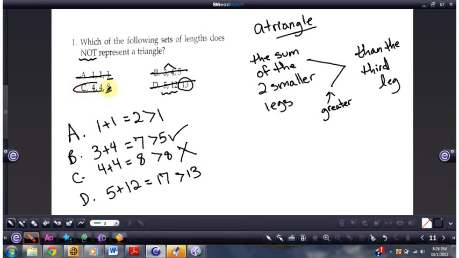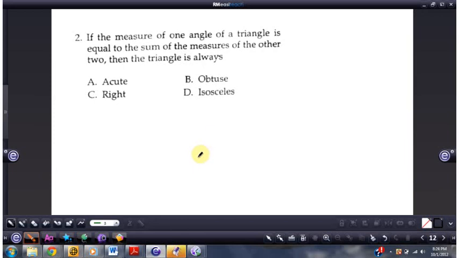Okay. Now let's talk about triangles for a second. If the measure of one angle of my triangle is equal to the sum of the other 2 angles of my triangle, that means these 2 numbers are equal to each other.